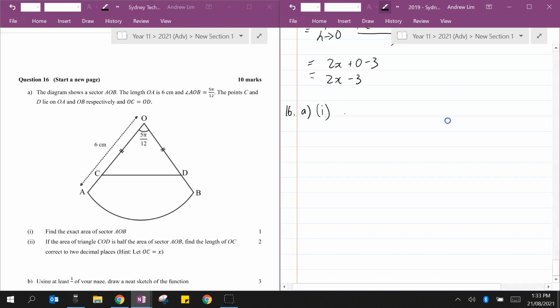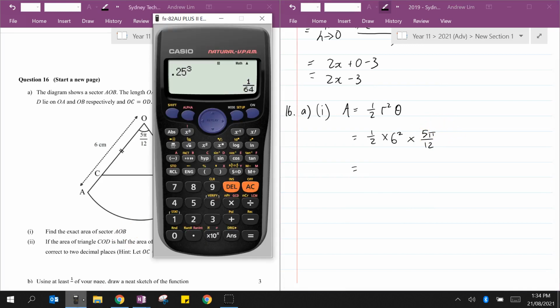Okay, so the area of a sector is equal to half r squared theta. The radius here is 6, and the angle is 5 pi on 12. Now this wants the exact area, so I'm not going to type pi in my calculator. I'll just do half times 6 squared times 5 over 12. So that leaves me with 15, and then I'll put the pi at the top. 15 pi over 2 square centimeters.